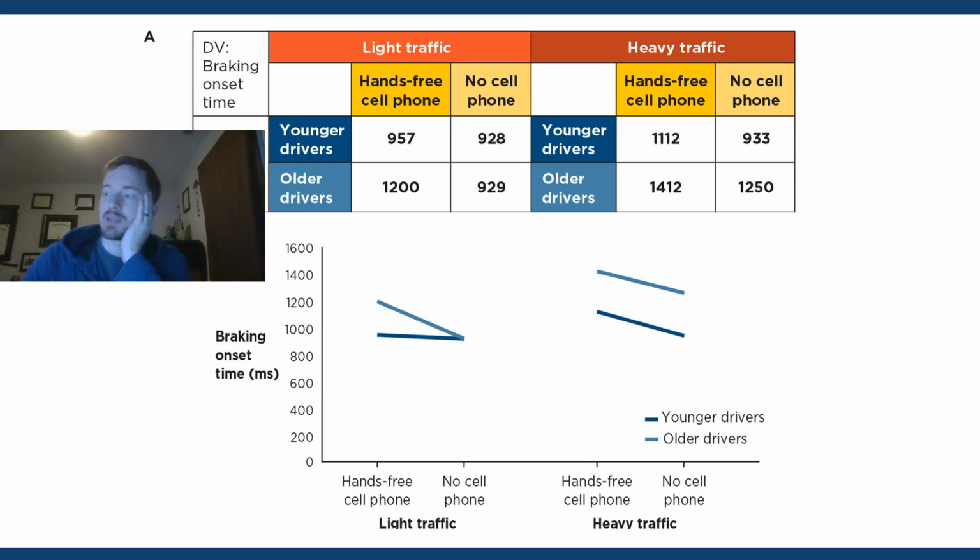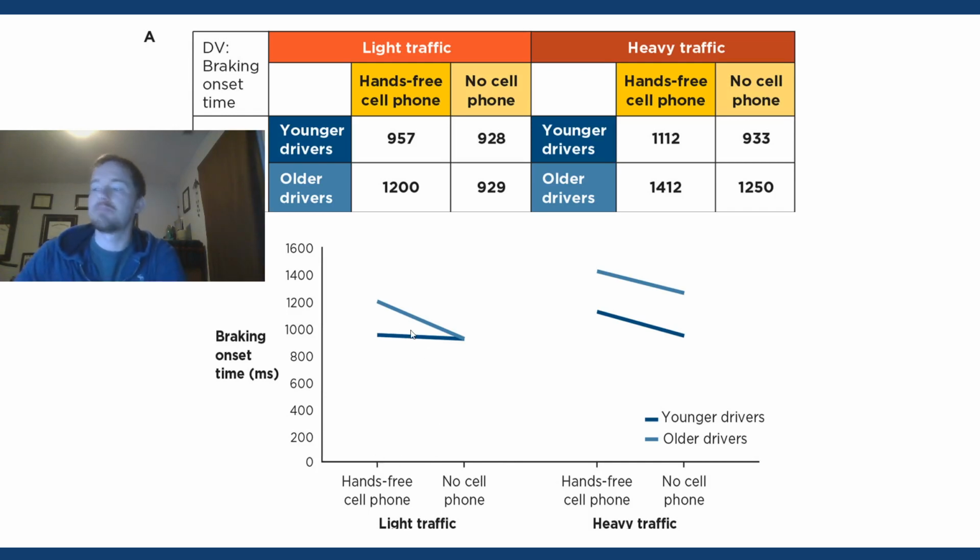So yes, age is a main effect. But we also see that there is an effect of hands-free versus cell phone, and for both groups, they're faster for no cell phone use than they are for hands-free cell phone use. So again, another main effect. But now, if we were to look over here, we see that there is an interaction.